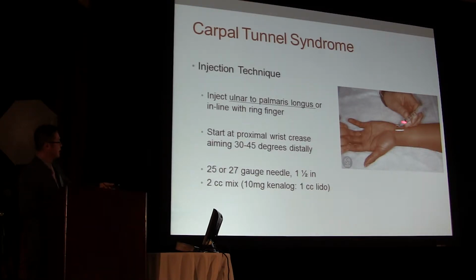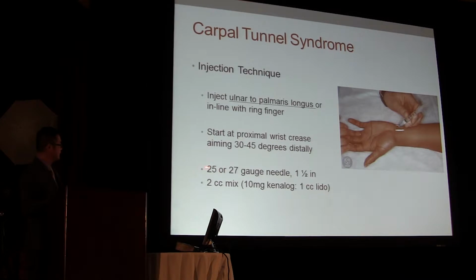So you inject ulnar to palmaris. You start approximately at the proximal wrist crease, aiming approximately 30 to 45 degrees distally. I usually go about half an inch with my needle. Go very slowly, about half an inch. And when you inject, it should be smooth.